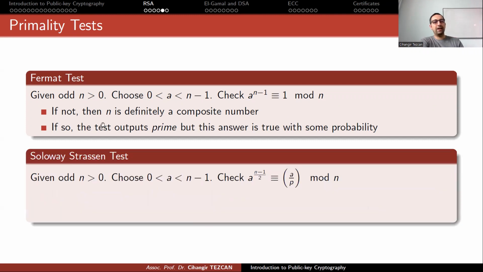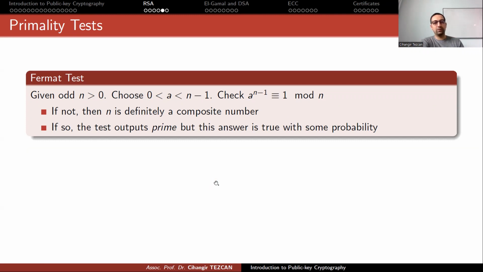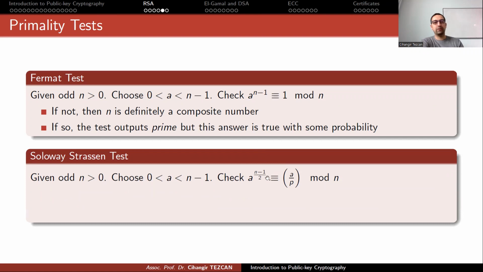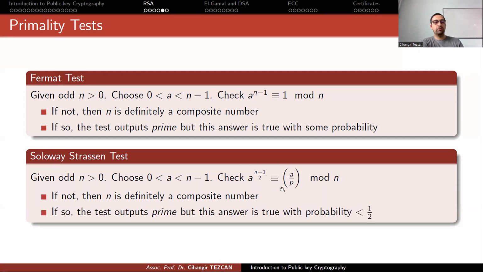Okay, so there are other tests, like the Solovay-Strassen test. You do a similar thing here. Instead of calculating n minus 1, you divide it by 2 and check if it equals this one. And this is not actually a over P; this is the Legendre symbol, so I'm not going to go into detail. But this test, again, tells you that this number is composite if it doesn't hold. But if it holds, then it is prime with probability close to 1 over 2.